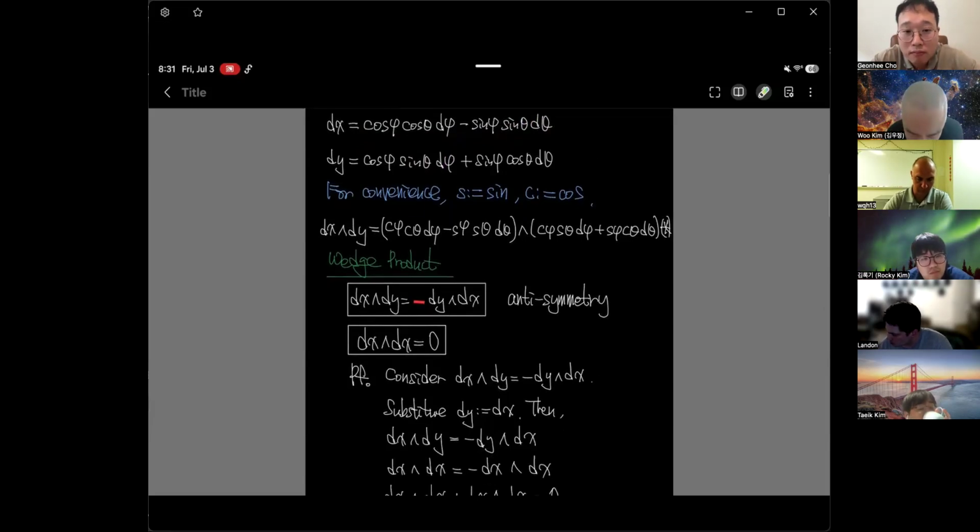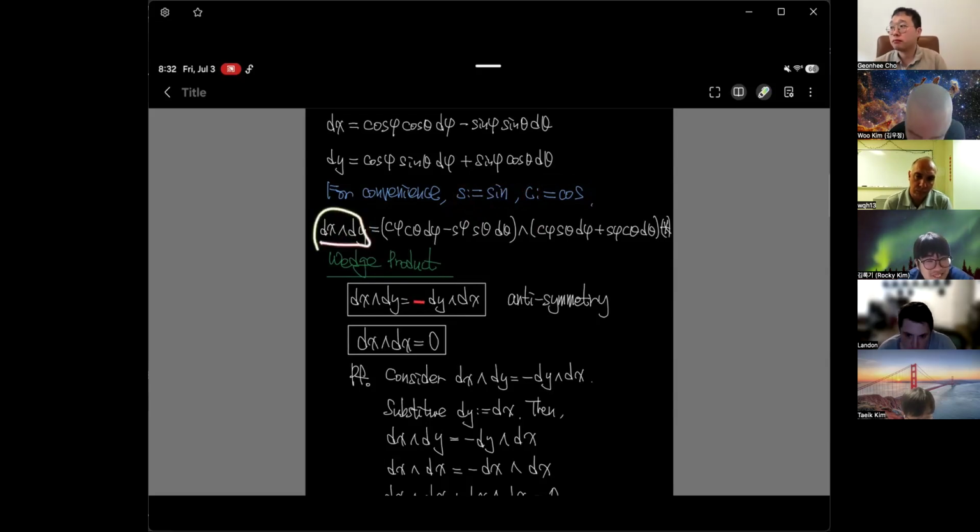I'm not sure if this is okay. This is just my personal lecture notes, so I use this shorthand notation, but I'm not going to use it in a formal seminar or anywhere else. I'm going to denote S as sine and C as cosine, because the expression is too long. Now we're going to do the wedge product dx wedge dy.